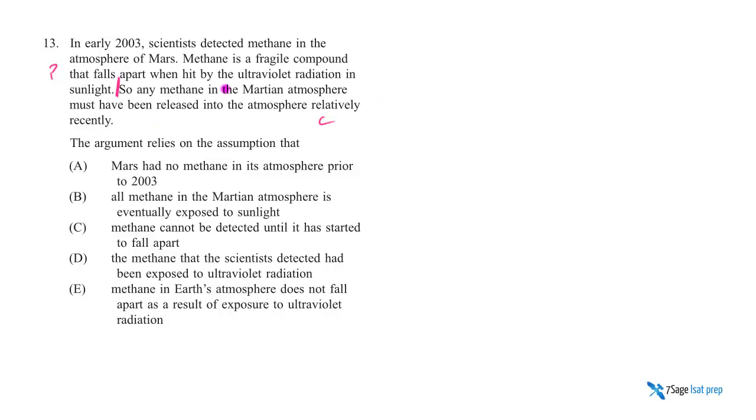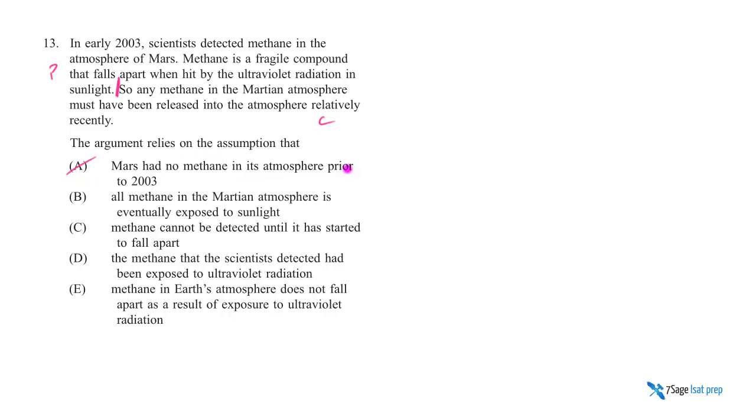Why then? What we know is that we found some methane. So we think methane exists in the atmosphere. And this is the thing that we know about methane, that it just falls apart when sunlight hits it. So from that, we conclude it must be the case that any methane must have been relatively recently released. Why? Because Mars had no methane prior to 2003? Why does that have to be true?